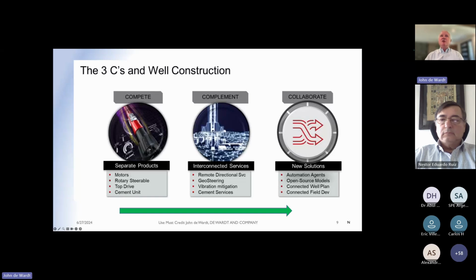And then we get to this complement stage where we get interconnected services. So remote directional drilling, geosteering, vibration mitigation are some examples. And then we get to collaborate. And here we see new solutions. And in that we see automation agents, open source models, and then we start to see connected well plan delivery. So everybody's being pulled together through a digitized and then digitalized system to create well plans. And this is now actually moving up to the next level of field development planning.